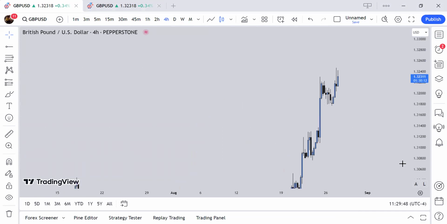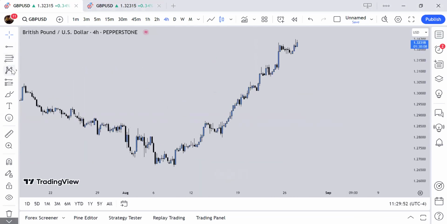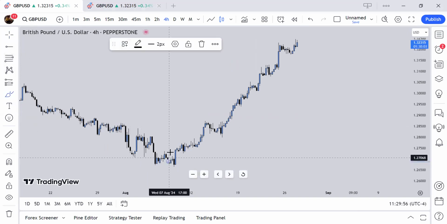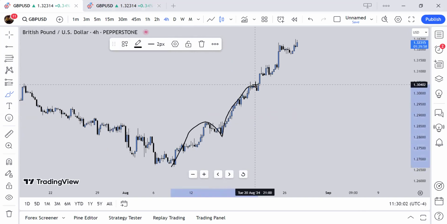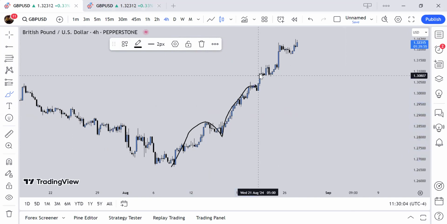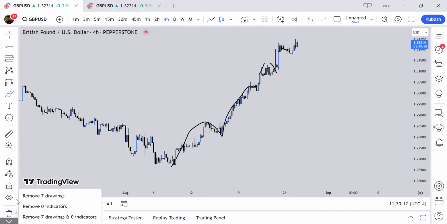So right now we do see that GBP USD has been trading all the way to the upside for a couple of days, right? We can see that price started making higher high, higher low. We see this higher high, higher low, and it keeps on going and going. Now, the question is, how do you capitalize on this particular movement, right?